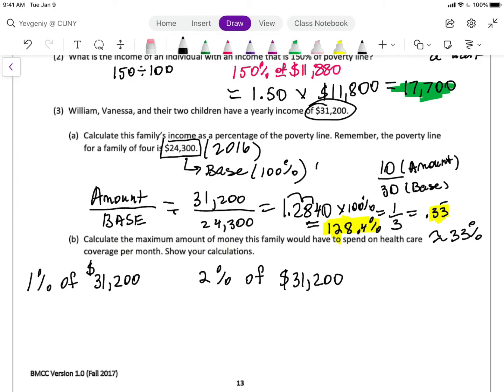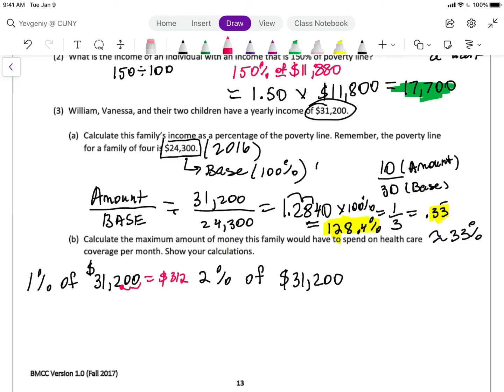So how do you do a 1% quickly? Take a look at this. 1% is 1 out of 100. Notice how this number ends with 0, 0. So that tells us how many hundreds there are. So if you want to find 1%, you simply move the decimal point 2 places to the left, and you get it immediately, like that. That's how you can find 1% of any number.